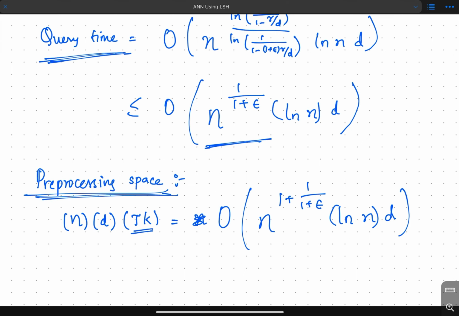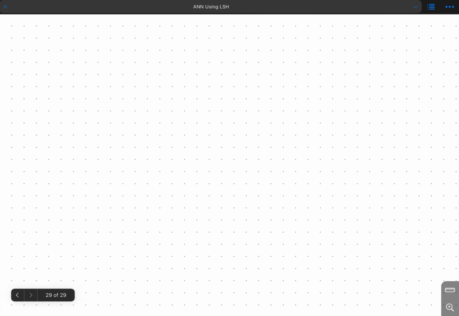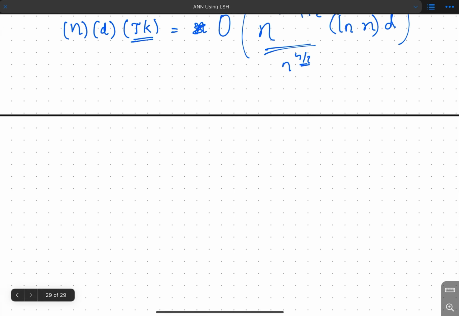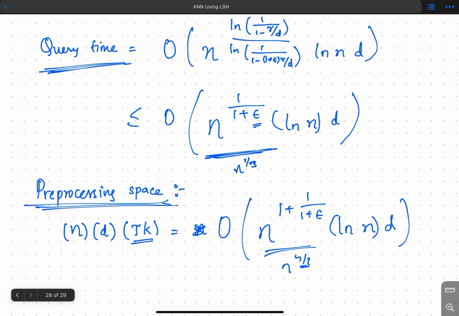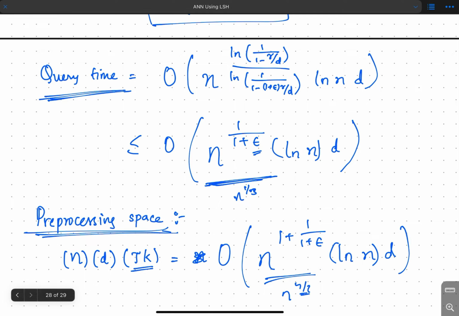If we choose epsilon to be something significantly big, let's say 1 or 2, then we get this query time to be very nice. It will be something like n power 1 by 3, whereas pre-processing space will be n power 4 by 3, which is very good, which is less than quadratic space. Okay, so that's the general result that we have.